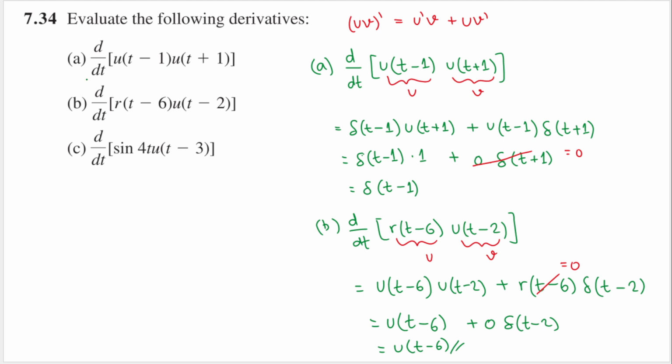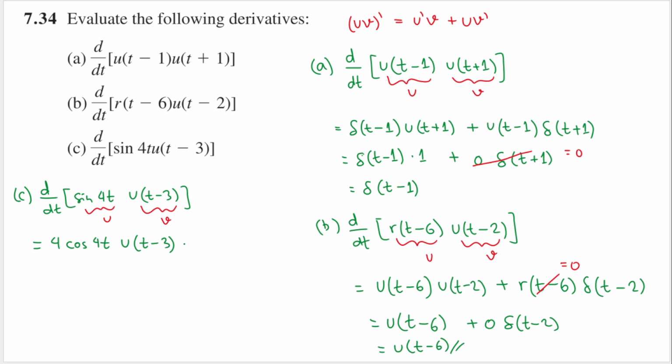And now let's move on to question C. Okay, I just want to rewrite that. So I will have d over dt of sine 4t times u(t minus 3). As usual, treat this as our u, and then we treat this as our v. Now let's do that. u prime v: u prime is 4 cosine 4t, and then v is just u(t minus 3). And then plus u v prime, I will have sine 4t times v prime. The derivative of the step function is the Dirac delta function, so I will have delta(t minus 3).